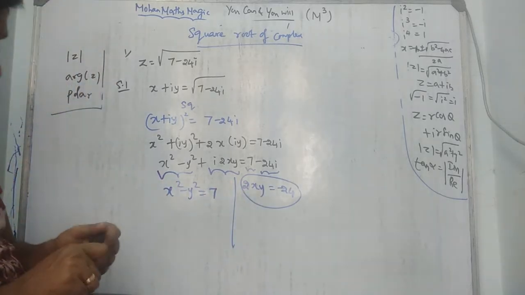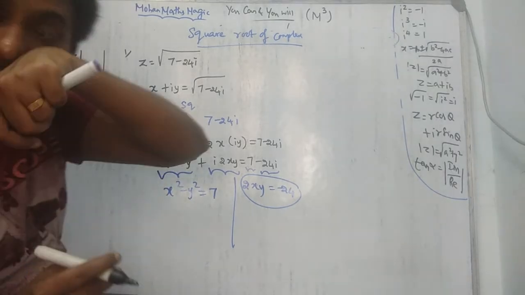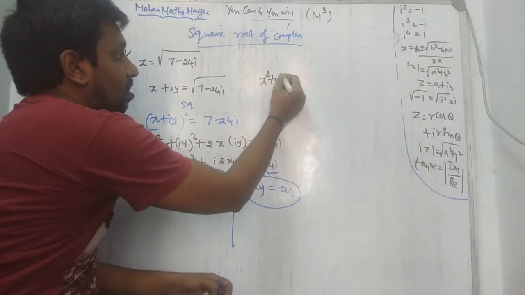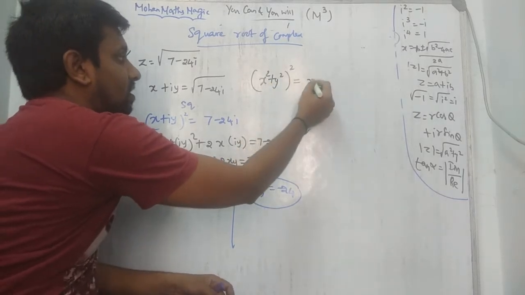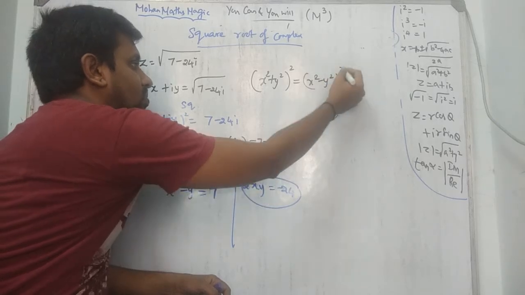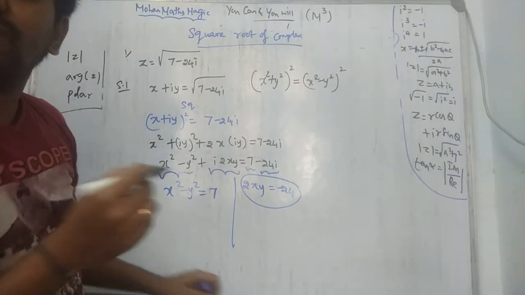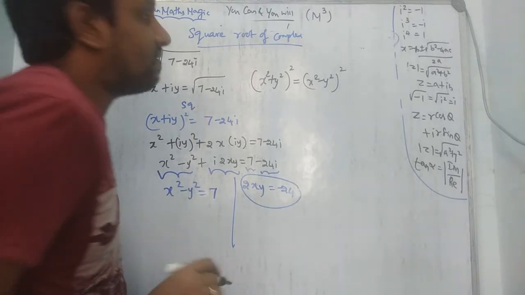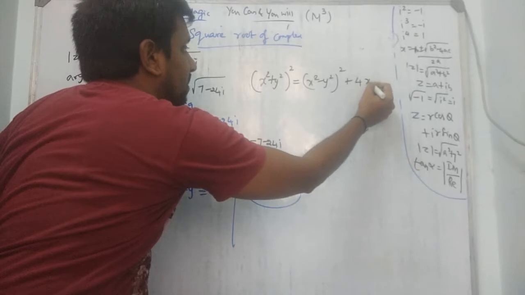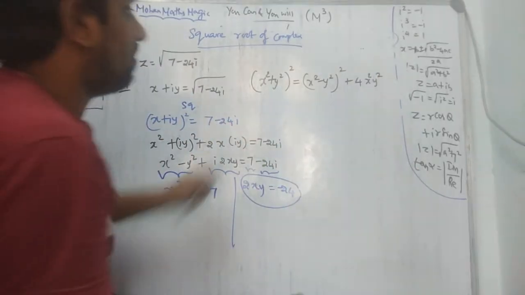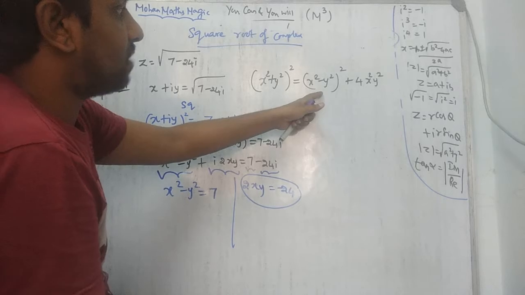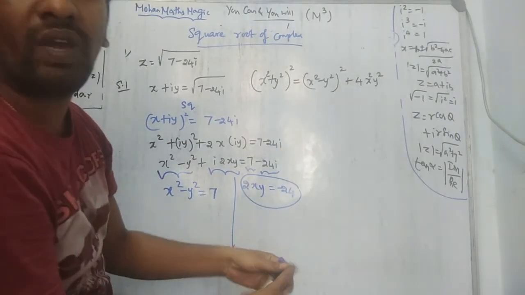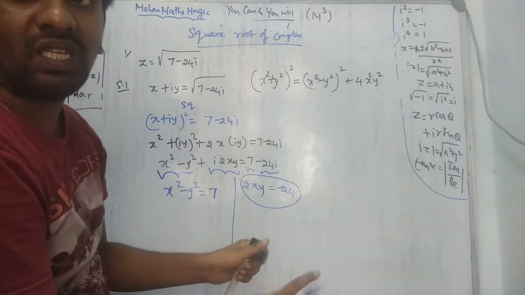I already gave you one result in the introduction video. What is the result? (x square plus y square) whole square equals (x square minus y square) whole square plus 4x square y square. If you have a doubt, you can expand (a plus b) whole square and (a minus b) whole square plus 4ab, and you get LHS equal to RHS. Now apply the result.